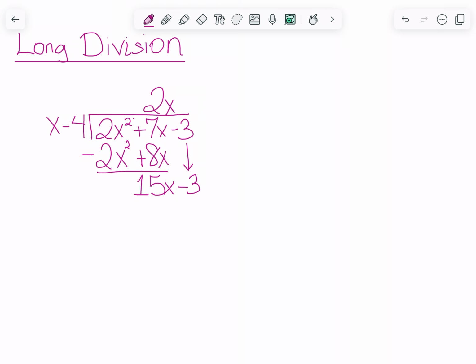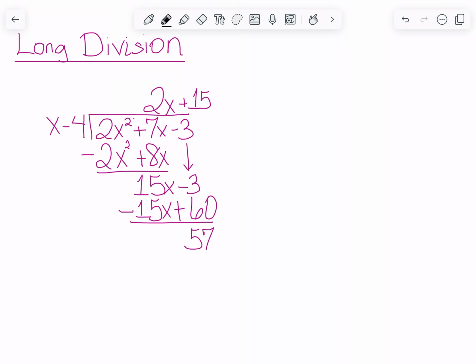Once again, we're going to think of just the leading terms. 15x divided by x, which would be 15. Next, we multiply 15 times x minus 4. When we do that, we get 15x minus 60. And once again, we're going to subtract this, so we change our sign all the way through. And we're left with the number 57.